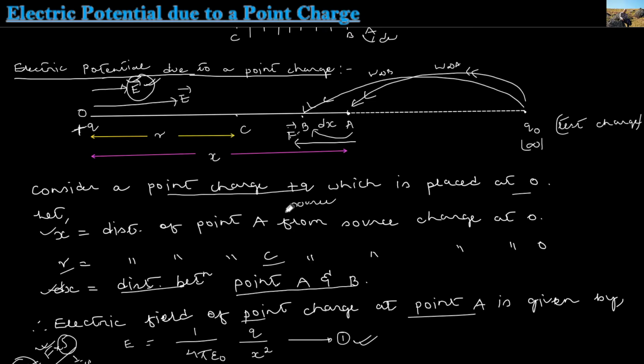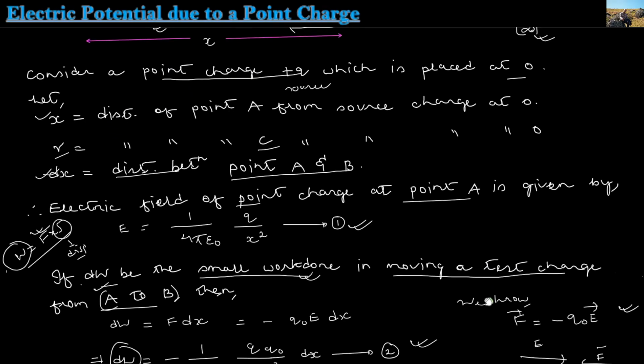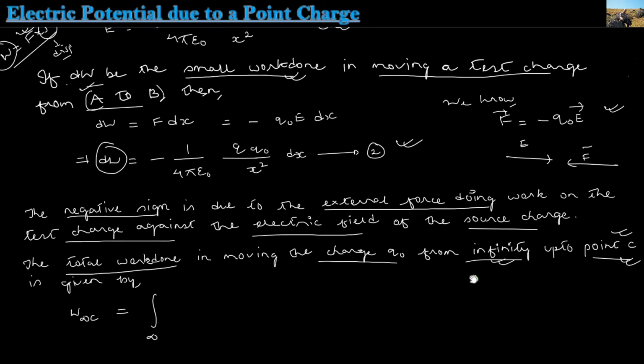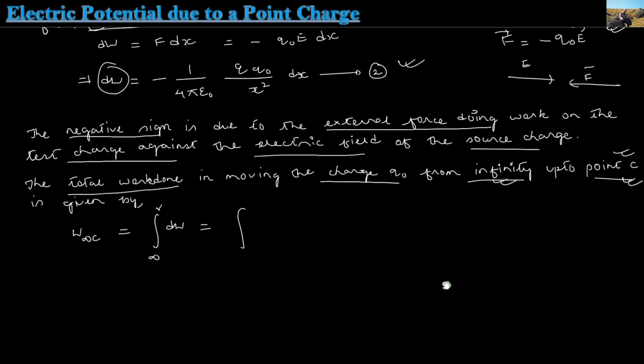This distance will be your R. The distance from O up to infinity will be infinity, and integrating from infinity up to point C, the distance will be R. These are your limits of integration, up to point R. Then from here, this is your dW. Then it is only simple mathematics; we will solve it so that we arrive at the final equation.